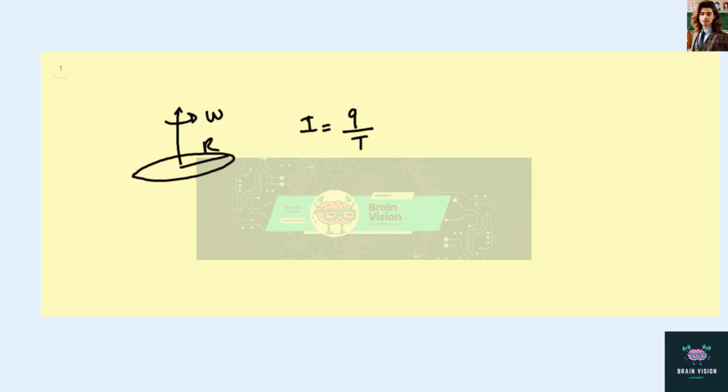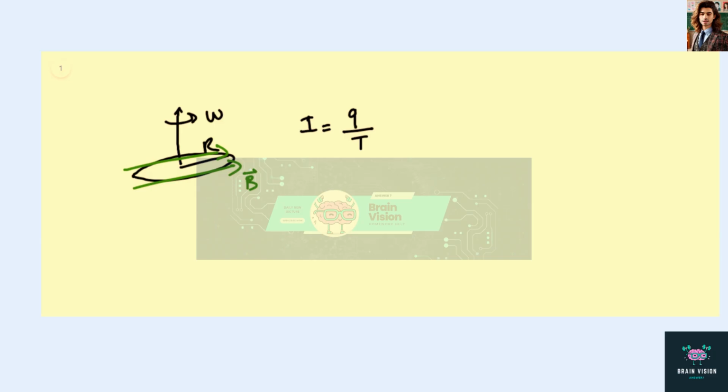Now this loop is also embedded in an external magnetic field that is parallel to the surface of the loop. So this is the magnetic field. Then if we have current embedded in an external magnetic field, there's going to be a magnetic force generated by it, and the magnetic force is going to result in magnetic torque, right?